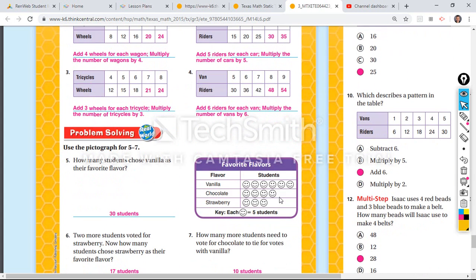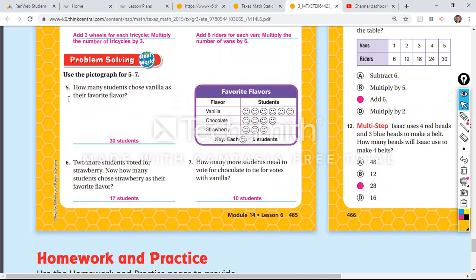Okay, so we take a look at the next ones. How many students choose vanilla as their favorite flavor? The key here is looking at this. Sometimes we forget to look at that. Each happy face is 5. The most common error here, so you look at vanilla, 1, 2, 3, 4, 5, 6. The most common error would be 6 if you just count smiley faces, but you have to multiply that by 5, and that's how you get the 30 there.